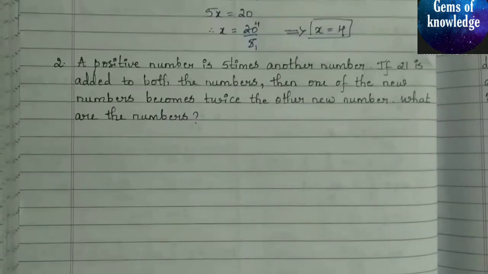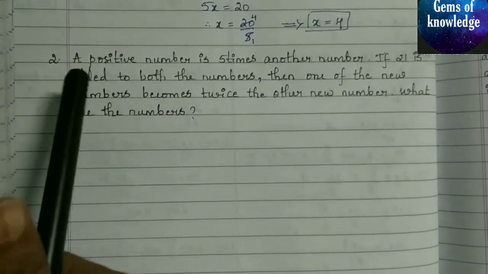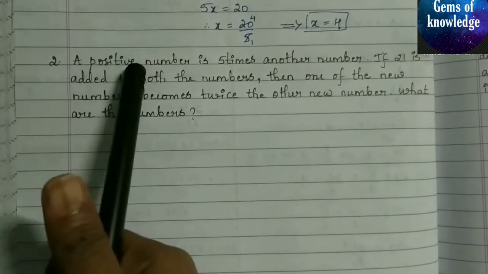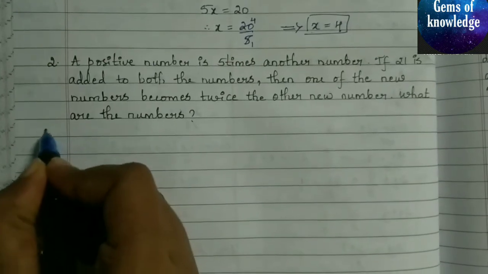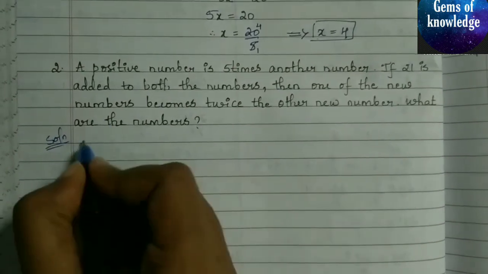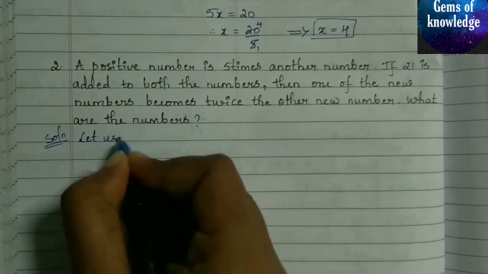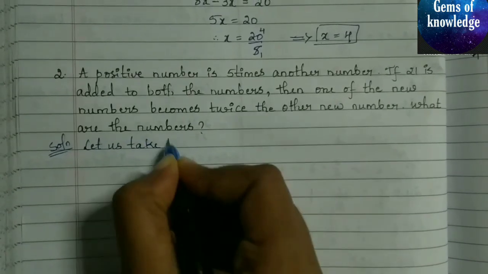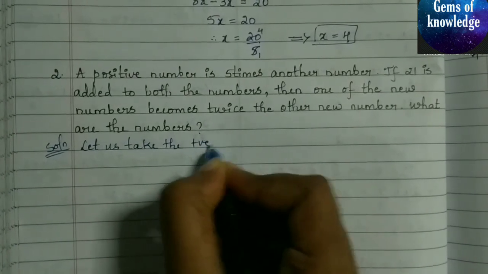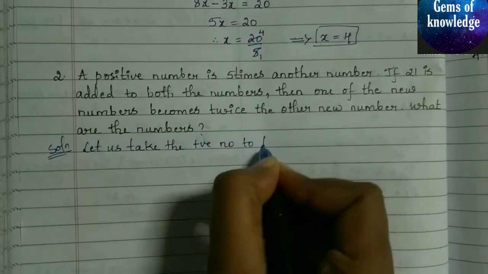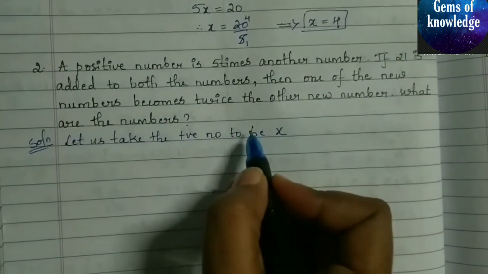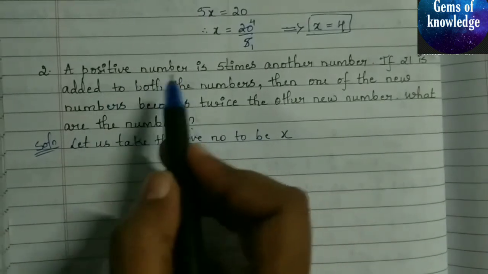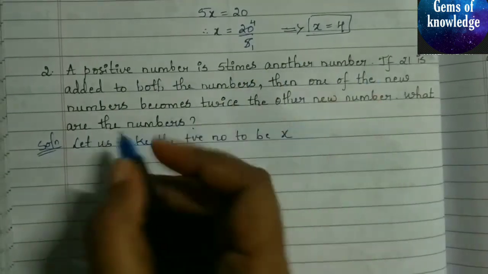Okay. So now moving on to the second question, you can see the second question. A positive number is 5 times the another number. So let us write here. Let us take the positive number, okay, positive number to be x. Okay, so our positive number is x here. A positive number is 5 times the another number.